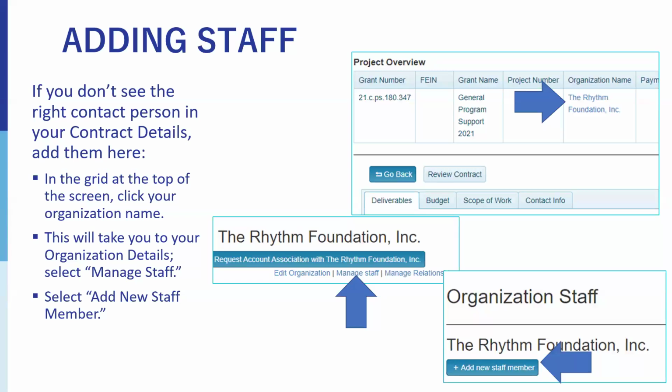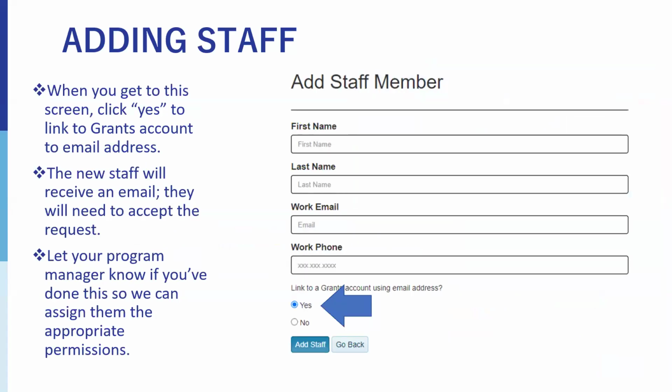If prompted to add a new staff member, you can click on your organization's name on the grid at the top of the screen. That will take you to your organization profile. We have cropped these screenshots, so it may not look quite the same on your monitor, but you'll want to find Manage Staff and then Add New Staff Member. Fill out this information, including the email and phone number. If the email or phone number is missing, you will get an error message when trying to submit your contract details. Make sure that you click Yes here at the bottom.